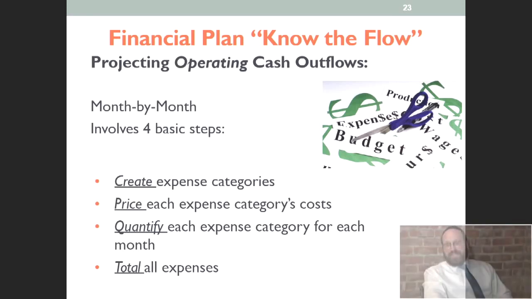How about operating cash flow? How do you project that out? You have to create a list of the expected expenditures that you are going to need to run your business. You put the list together, and then you have to determine what each line item will cost.